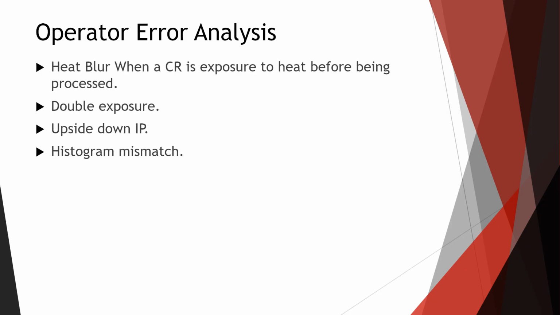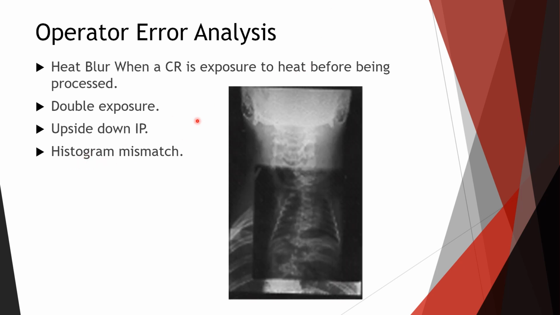So here we go. We got operator error analysis. Heat blur is when a CR is exposed to heat before being processed. So this would be an operator error. If we put the CR cassette near a heat source, it will have something called heat blur. We can have double exposure. We can have an upside down image plate. So instead of the side of the image plate that's supposed to receive the radiation, it's in the cassette the other way. So the back side is what we're actually exposing directly. And histogram mismatch, as we talked about, can occur.